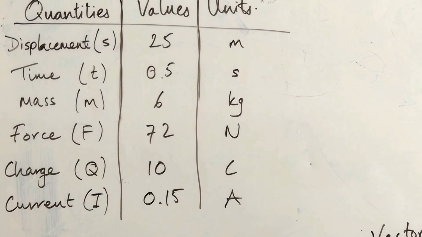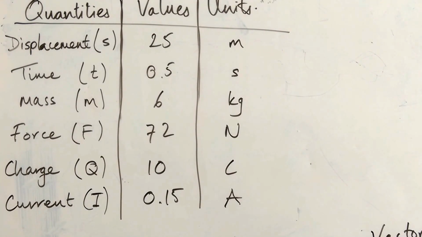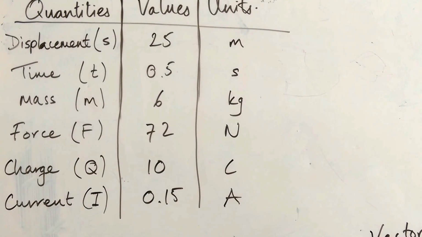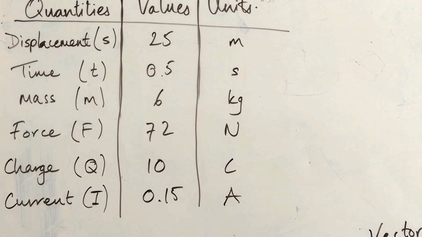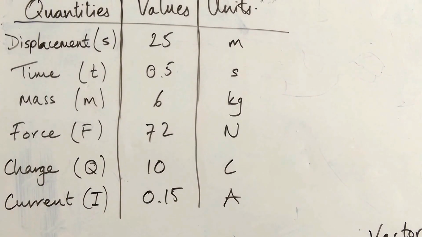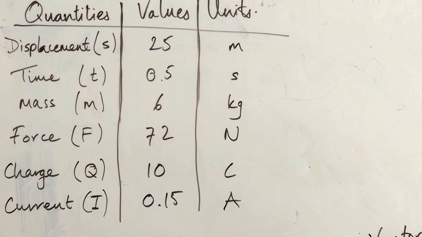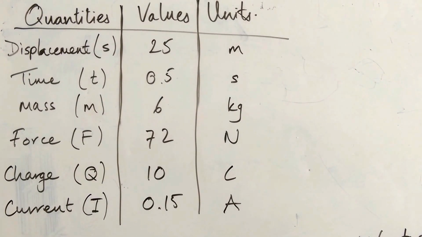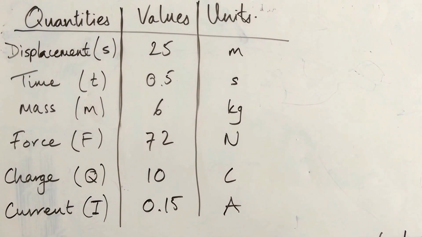The symbol for the quantity displacement is little s. For time is little t. For mass, little m, for force, capital F, charge, capital Q, current, capital I. There are many more quantities. You'll need to be familiar with them and learn their symbols as you go.